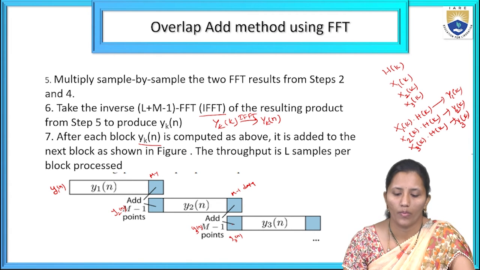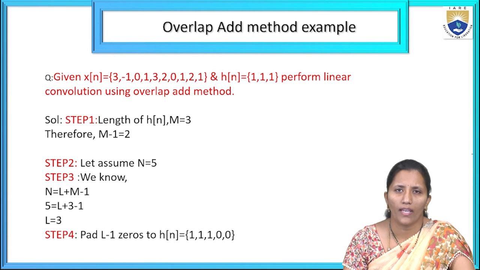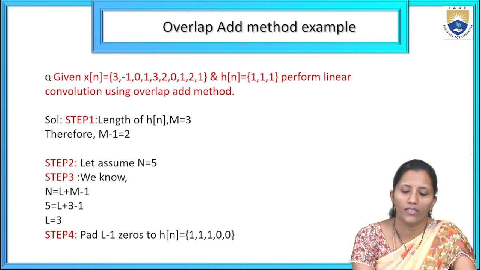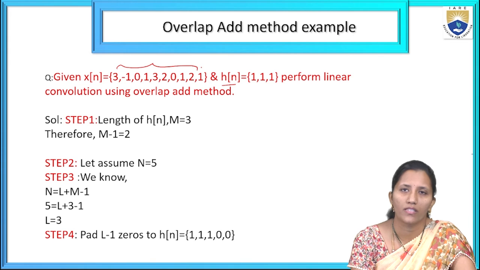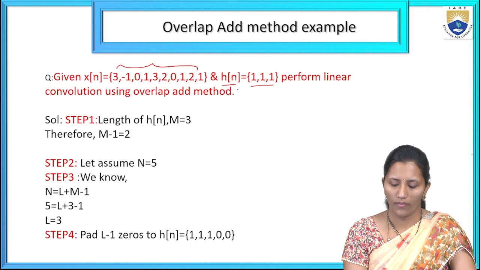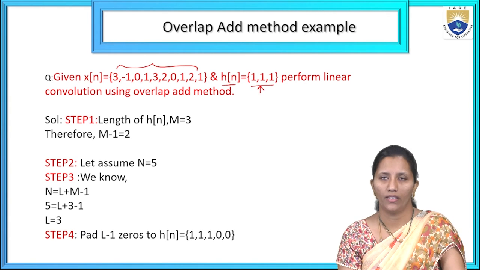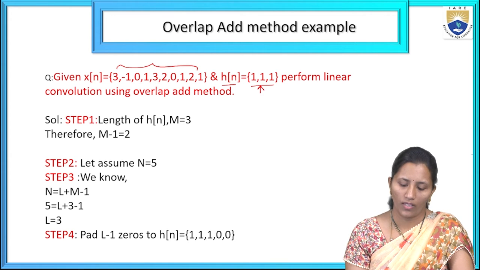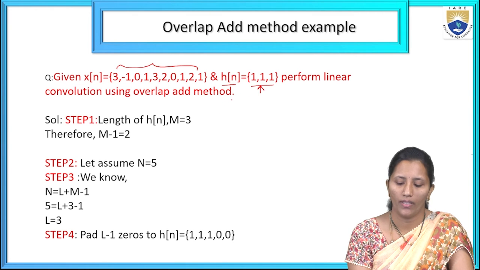We will discuss one problem here using the overlap add method. Given x of n is 3, minus 1, 0, 1, 3, 2, 0, 1, 2, 1 and the impulse response h of n is 1, 1, 1, perform linear convolution using the overlap add method. So here we have a long duration sequence x of n, and we have to perform convolution with h of n, which is a short duration sequence. So how, by using the overlap method, do we perform the convolution here? In step 1, first take h of n as 1, 1, 1, then find M.